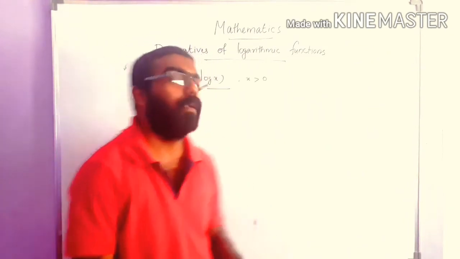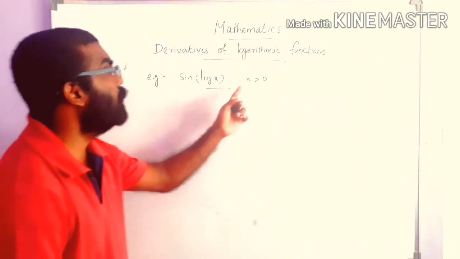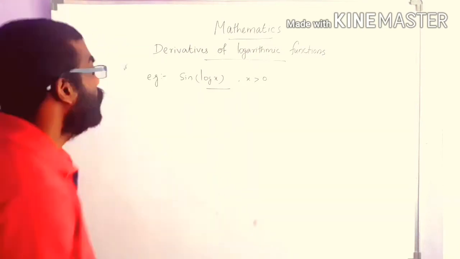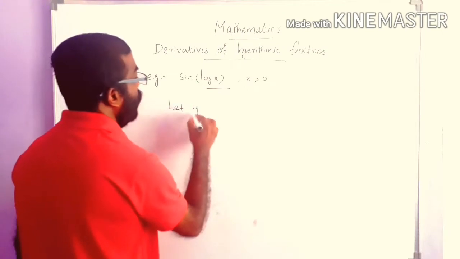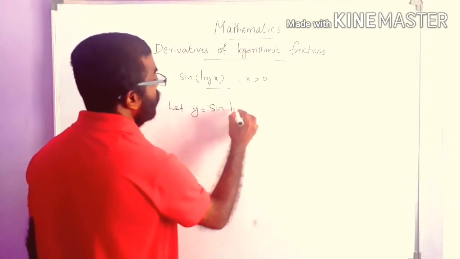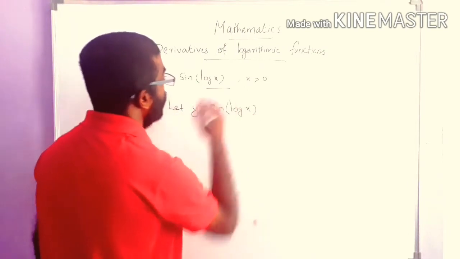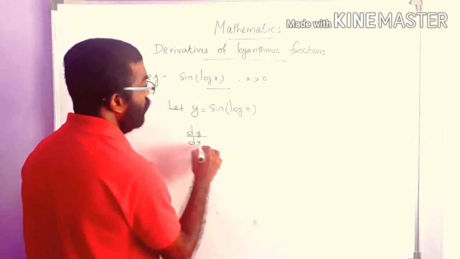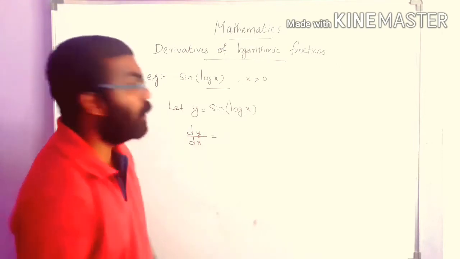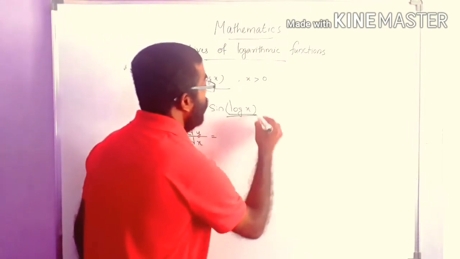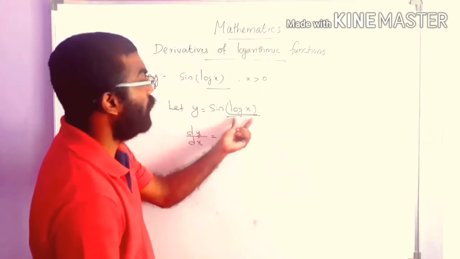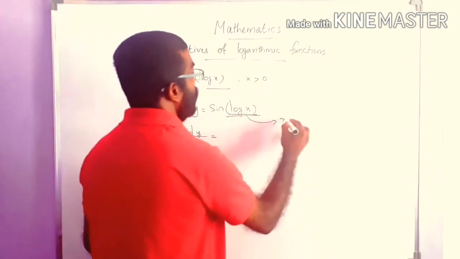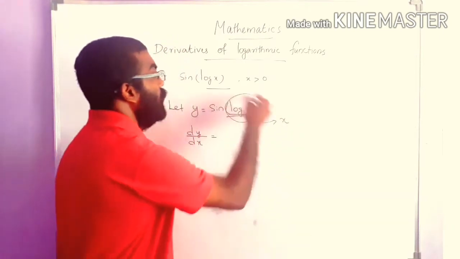Now look at this example. Sine of log x with x greater than 0. Here we have to find dy by dx. Let y is equal to sine of log x. Now dy by dx is equal to the derivative of sine of log x. If it is x, then we can apply the formula of sine x. So this term can be treated as x.